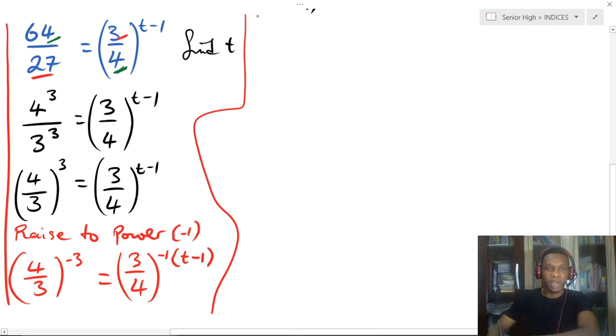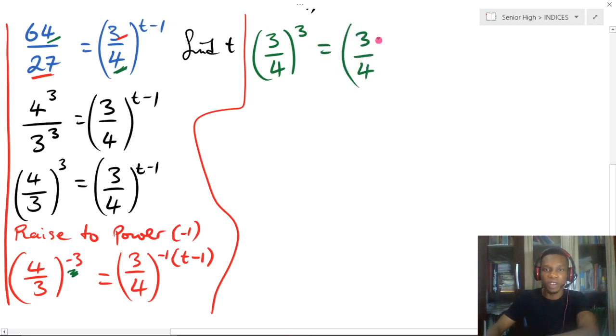Let me use my green biro. I think I'm loving green now. So having this, when you have minus 3, remember once you have the minus sign, you can just flip this, so it becomes 3 over 4 brackets, the minus is now off, so bracket 3 is equal to 3 over 4 brackets.